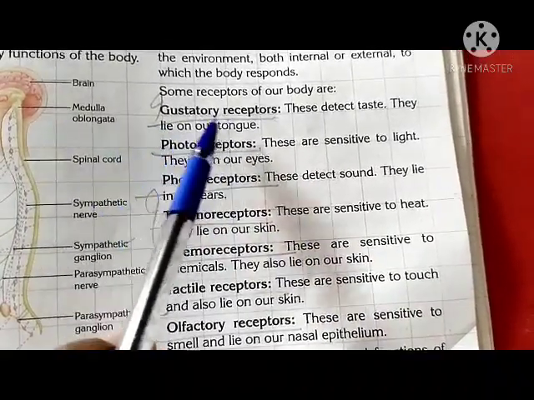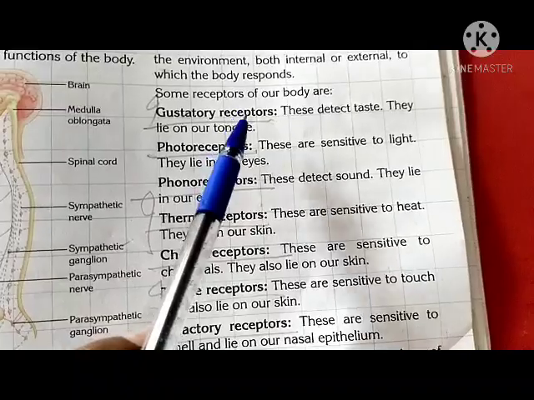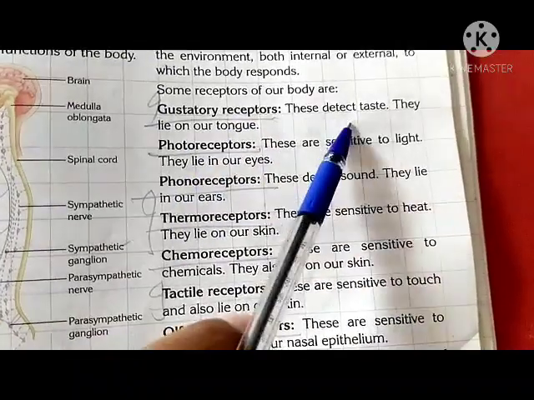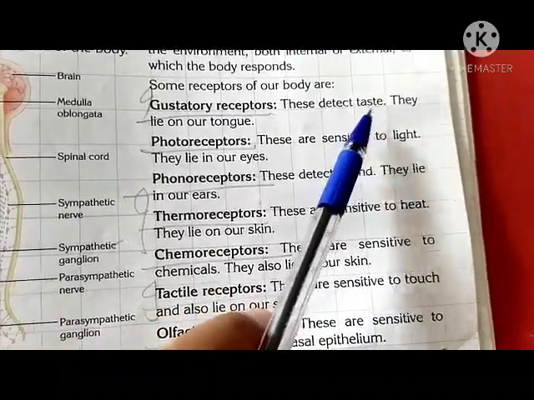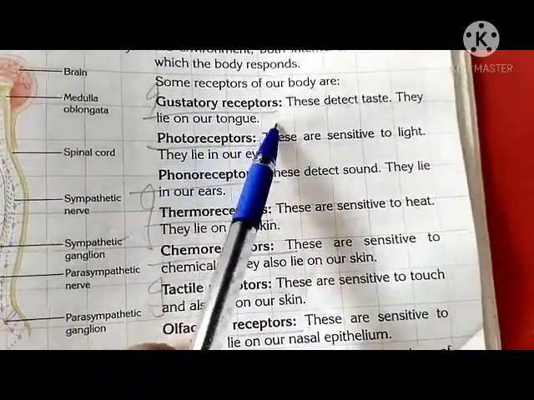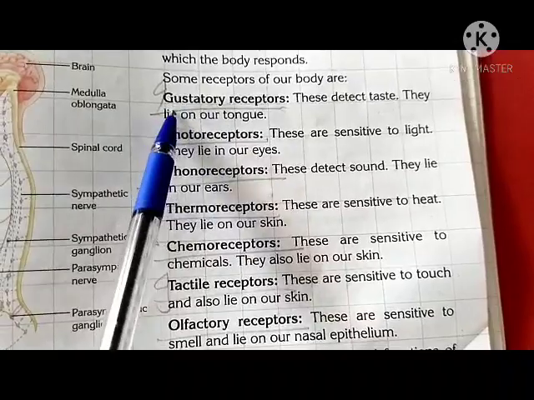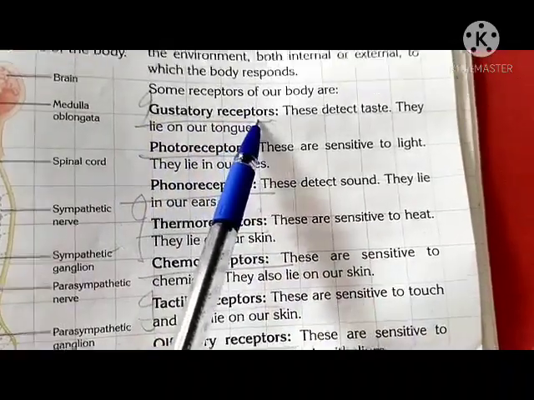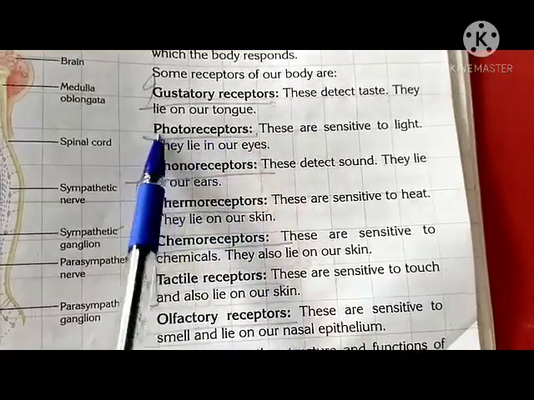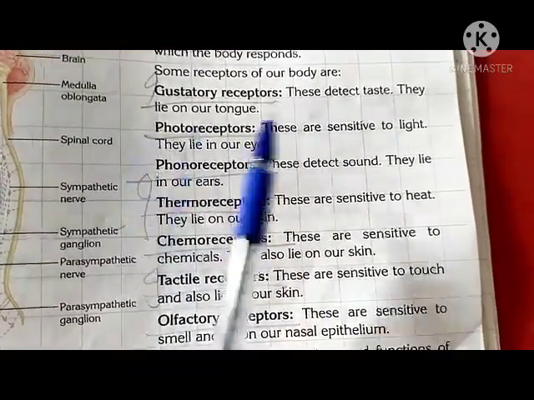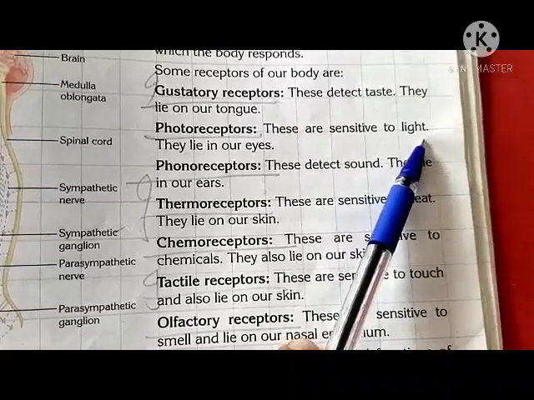Because the gustatory receptor is present inside our tongue, which stimulus does it detect? Here the taste is the stimulus which is detected by our tongue, and our tongue has gustatory receptors. Now the second is photoreceptors. Photo means light. These are sensitive to light.